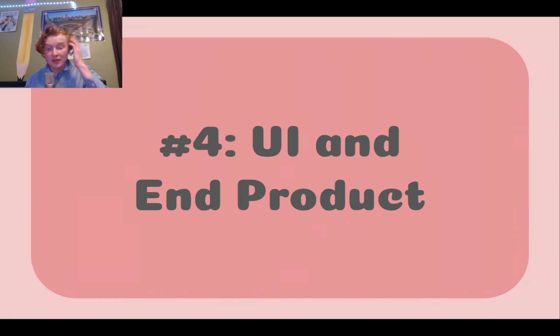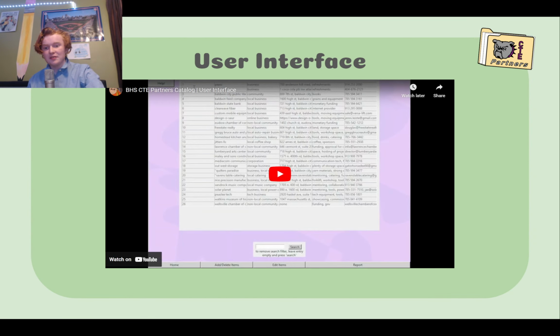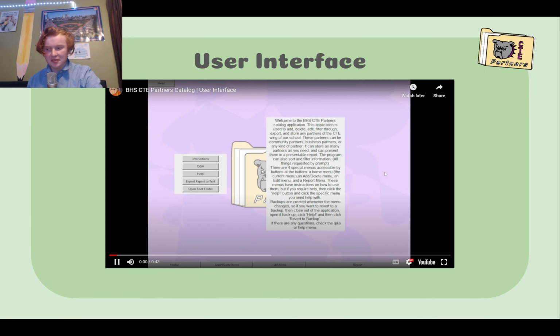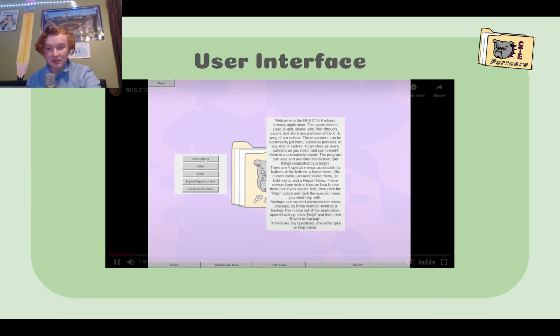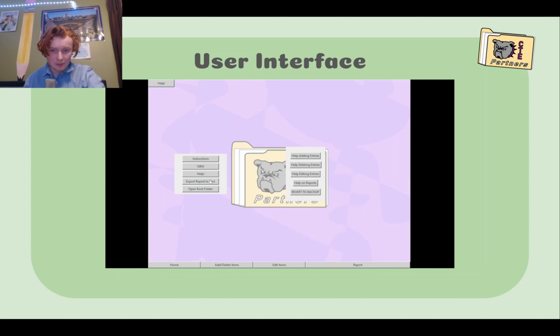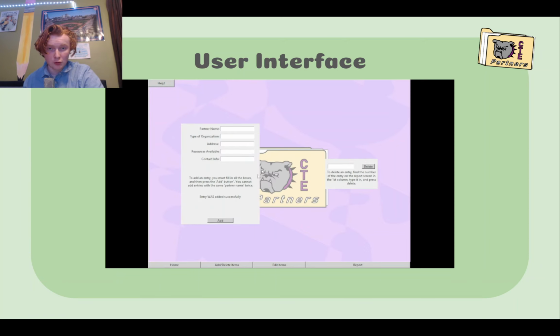Here is the end product. This is the user interface in action. As you can see, I've got the instructions. This is the home menu. I got a Q&A. I've got a help menu, which has separate buttons, and I have an export report to text. There's also an open root folder button. It just opens the root folder of the program.